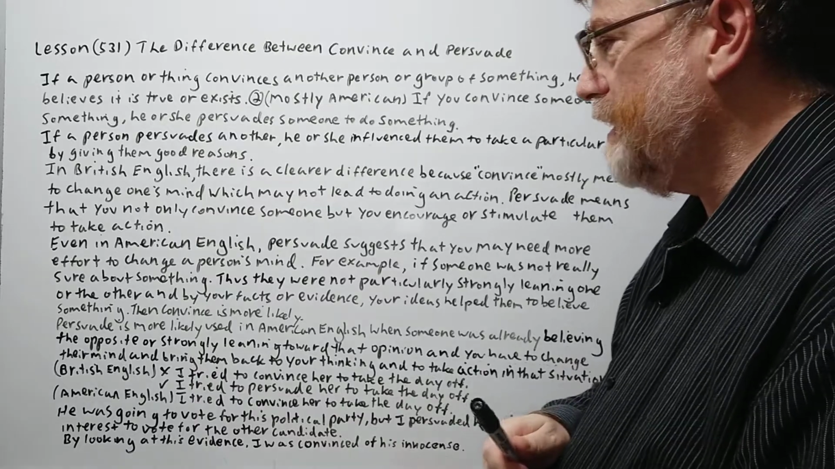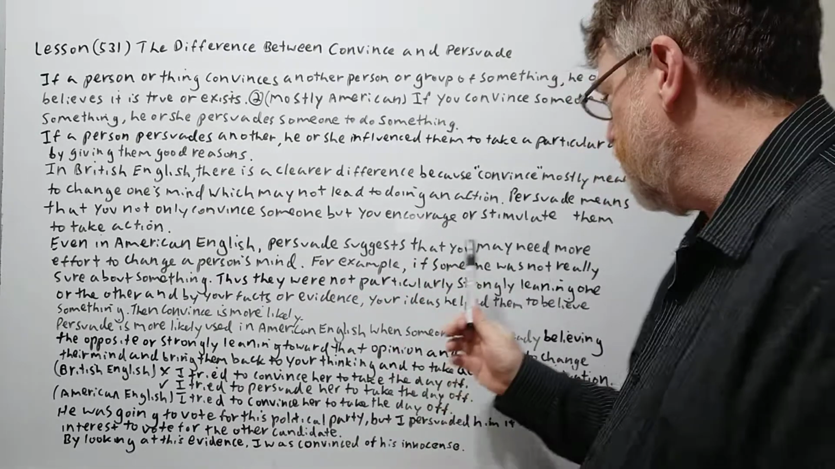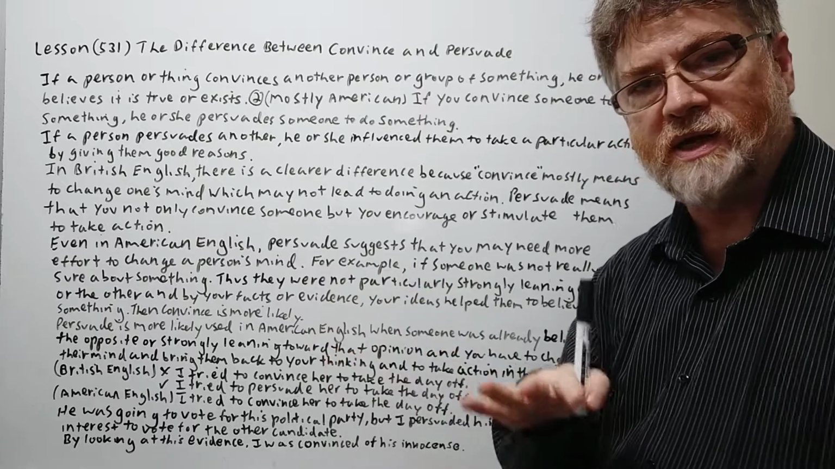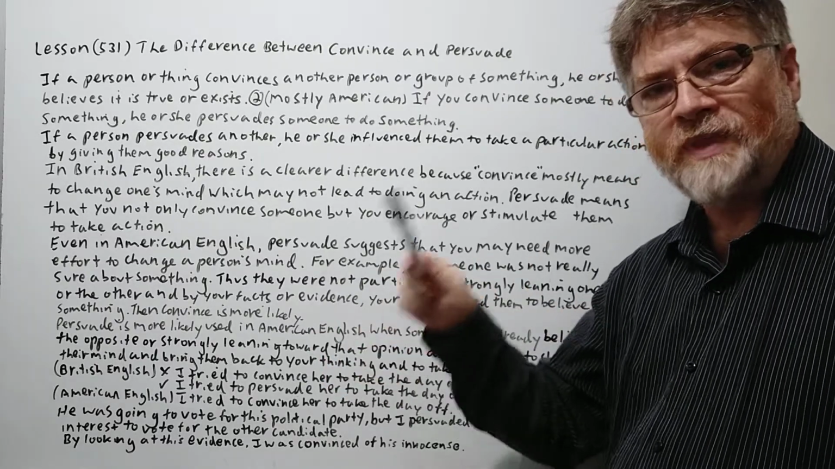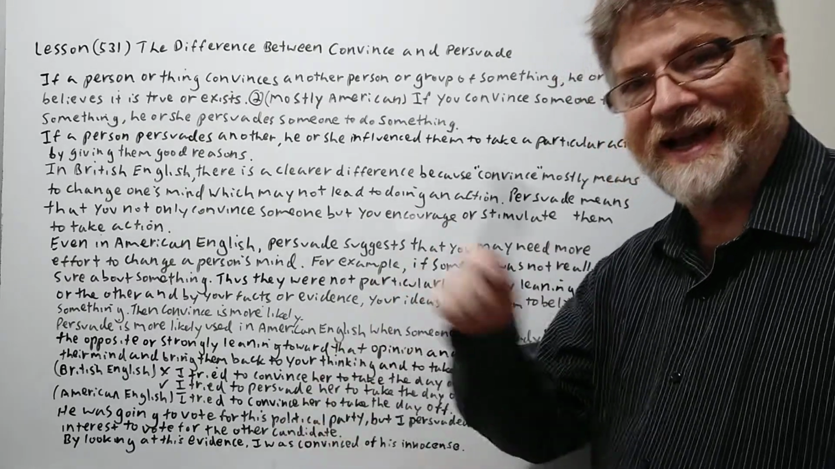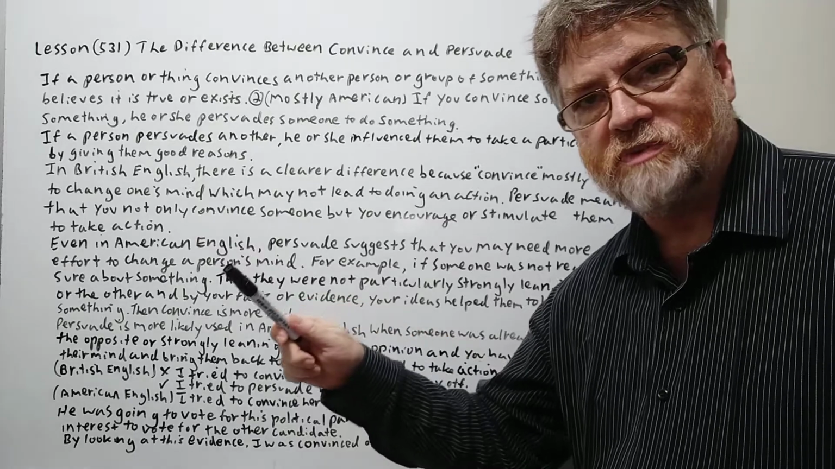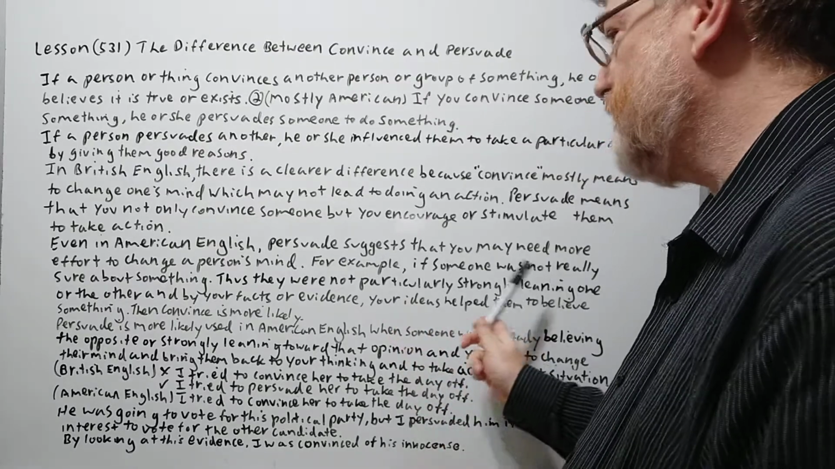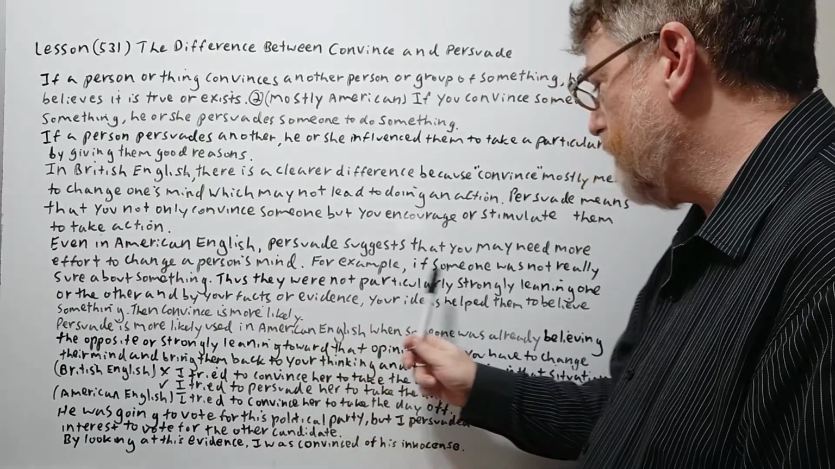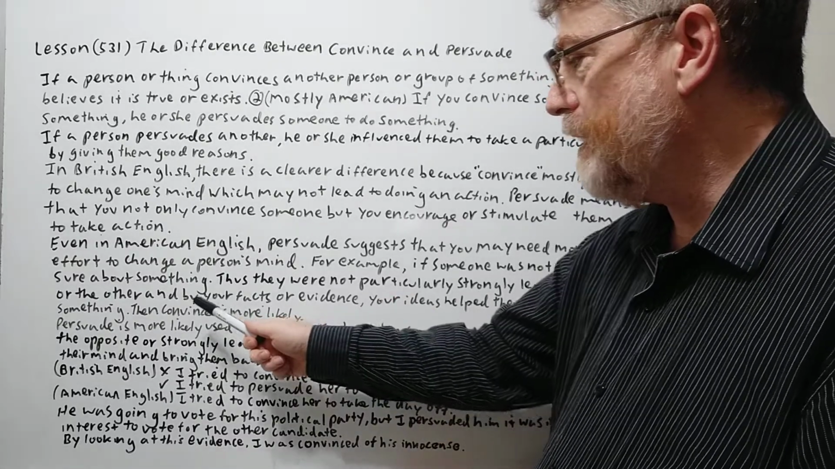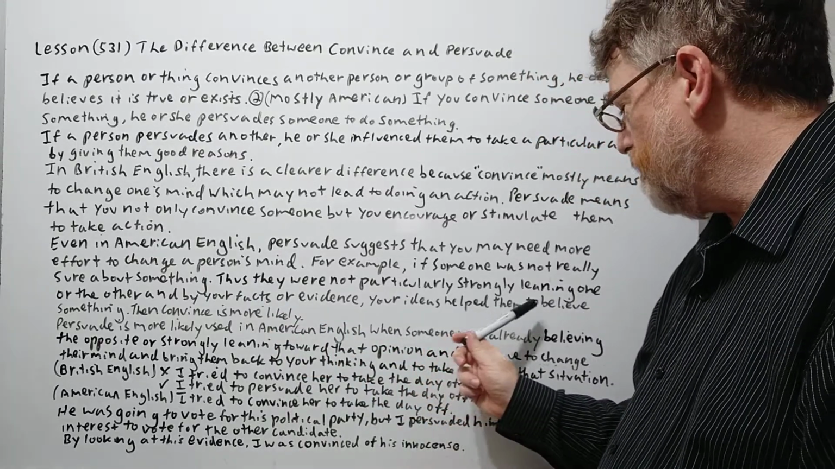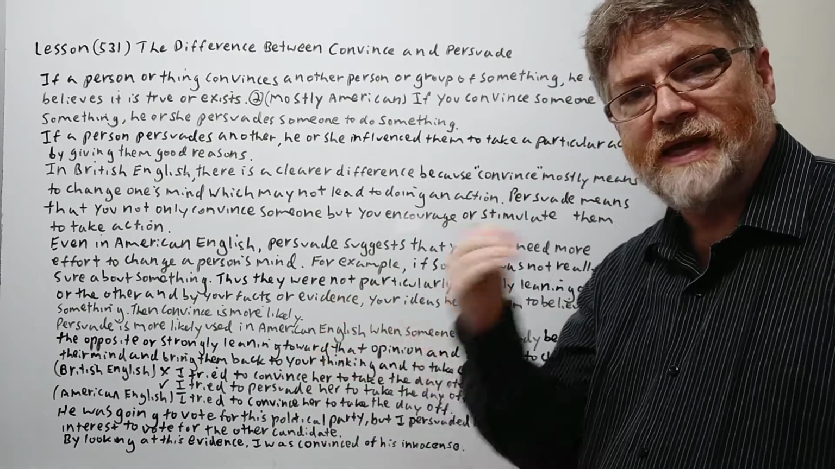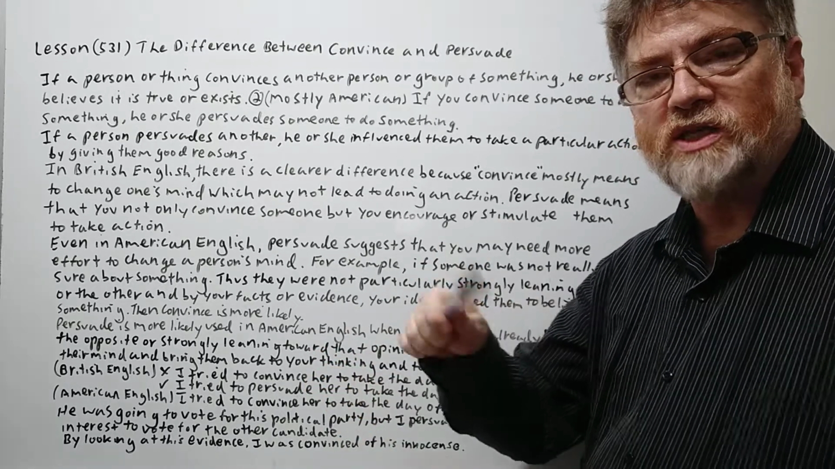All right, let's continue. Even in American English, persuade suggests that you may need more effort to change a person's mind. So it's not 100% the same. Even though they're more interchangeable in American English, I still think you use persuade more when it takes a lot more convincing, a lot more effort. Then you're a little more likely to use persuade than convince, although they are still close to interchangeable. For example, if someone was not really sure about something, thus they were not particularly strongly leaning one way or the other, and by your facts or evidence, your ideas help them to believe something, then convince is more likely. So if they were more open-minded to begin with in American English, and then you gave them a lot of facts, so you kind of convinced them.